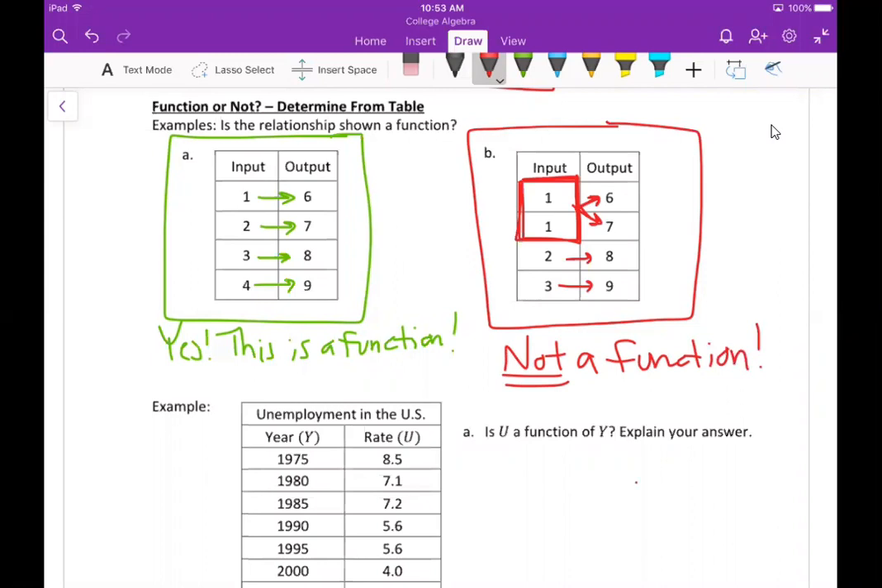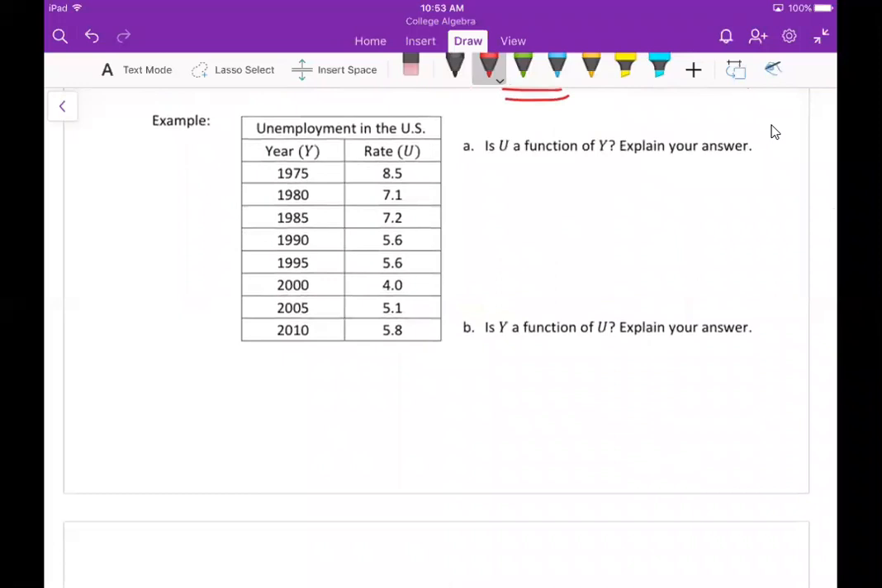So now, in this next one, we've got two variables here, y, year, and u, the unemployment rate in the US in that year. Can you tell me if u is a function of y? Now, remember how important that order was? So this means that u is going to be our output, and y is going to be our input. So the table is set up like we would anticipate. Here we have the input, and here we have the output.